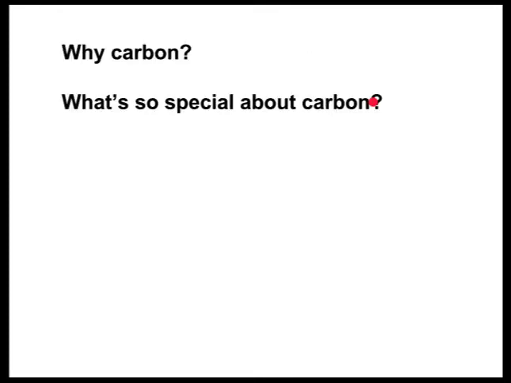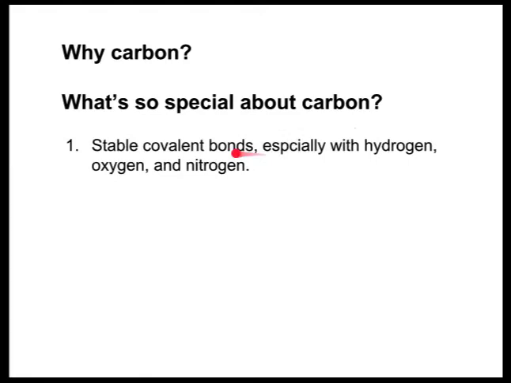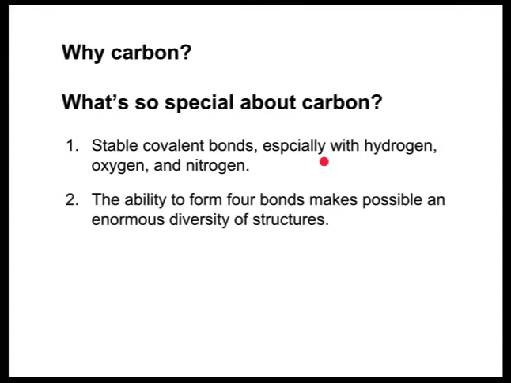Okay, so if the question is why carbon or what's so special about carbon, the first answer should be that carbon forms stable covalent bonds with lots of different elements, but especially with hydrogen, oxygen, and nitrogen. The other thing that's special about carbon is the fact that it forms 4 bonds. I said a moment ago that it's tetravalent. That means it has 4 electrons in its valence shell. And of course that second shell is most stable when it has 8 electrons. Therefore, carbon forms 4 bonds. And its ability to form 4 bonds makes possible a great diversity of structures.